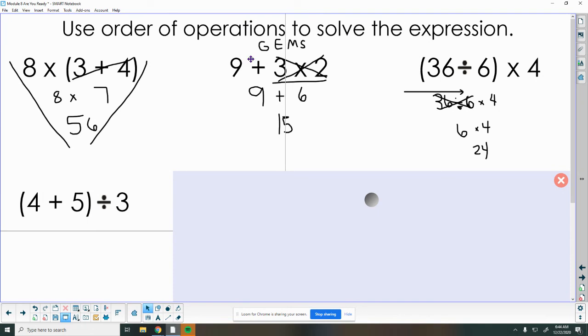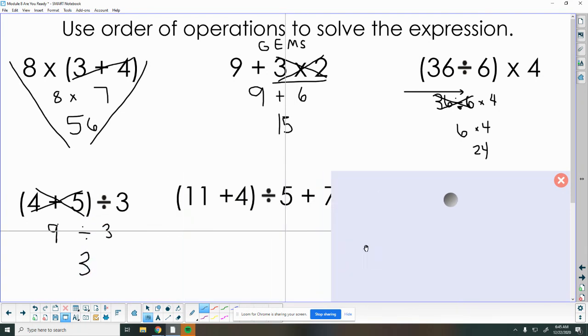So think about what we need to do first, which is our G for groups. So do our grouping first, then finish the problem. So 4 plus 5 is 9. Since this was in my parentheses, we did it first. Cross it off and bring everything else down. 9 divided by 3 is 3. Hey, go ahead and try this one here.